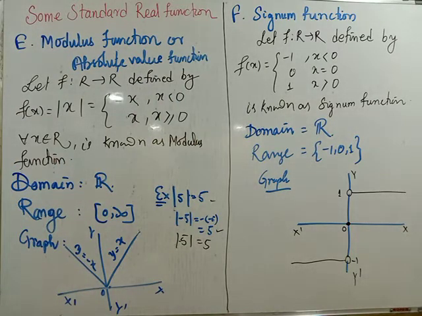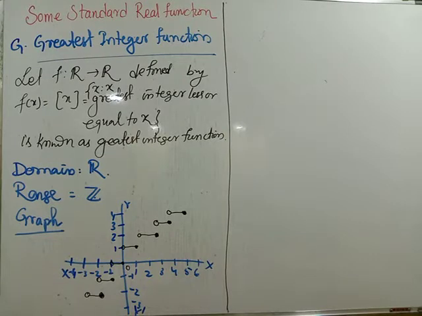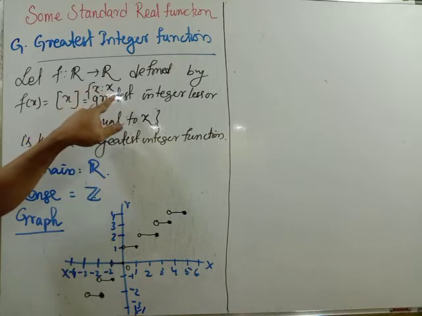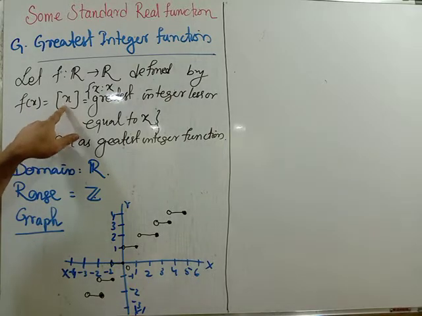Next, two more functions are there. That is the greatest integer function. It is a real function defined by this bracketed x. Whenever you see this bracket symbol with a single number given, it shows the greatest integer. Bracketed x is the greatest integer less than or equal to x, meaning it is an integer which should be less than or equal to x.